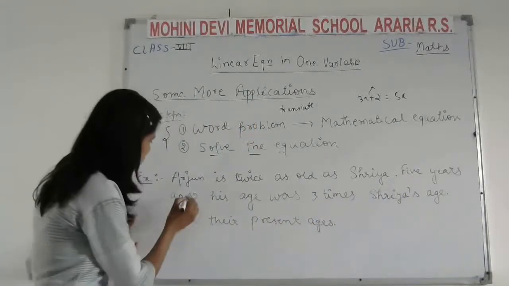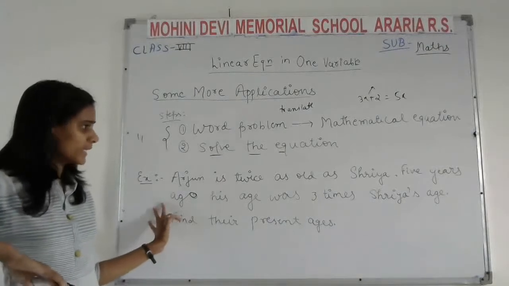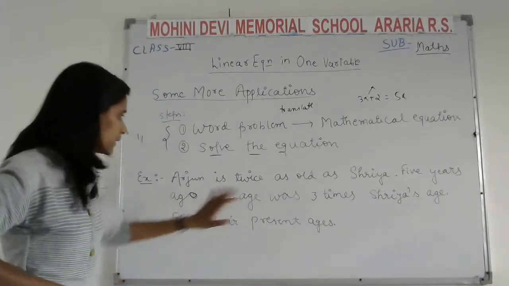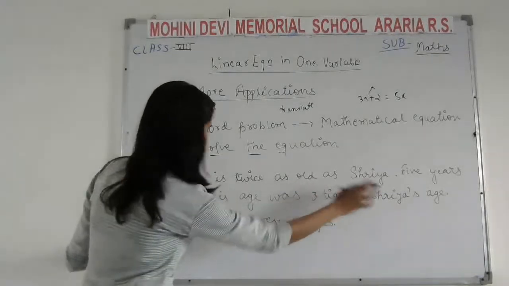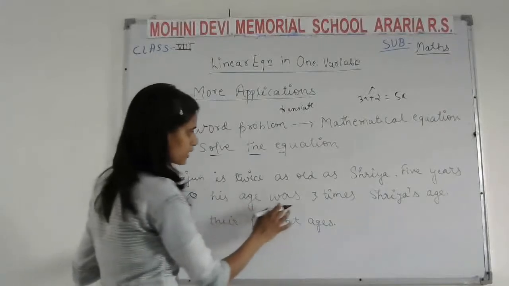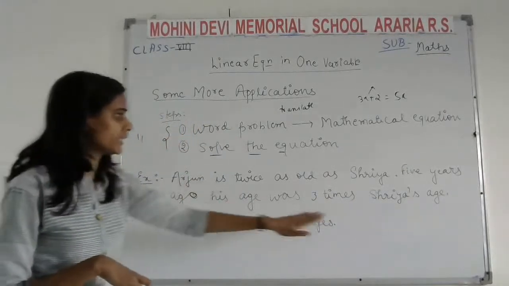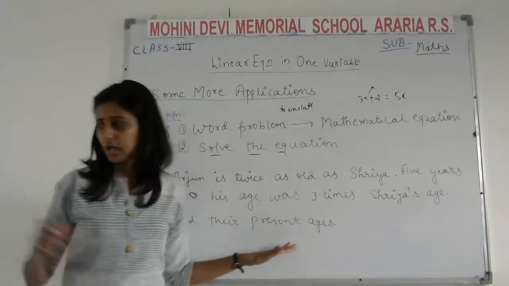5 years ago means 5 years back. Like if I am 20 years now, then 5 years back I will be 15 years. This means his age 5 years ago was 3 times Shriya's. 5 years back, Arjun was 3 times Shriya's age. The question says find their present ages.